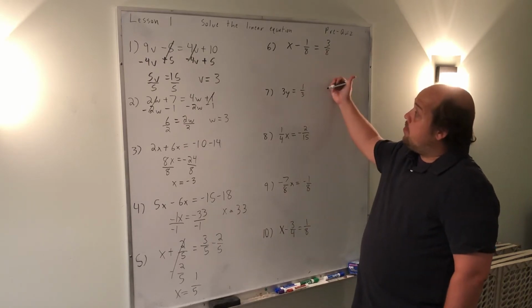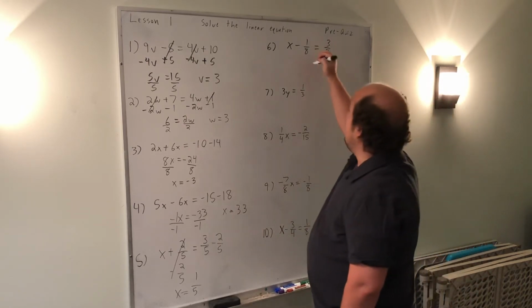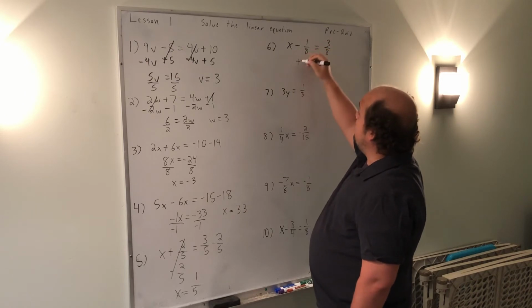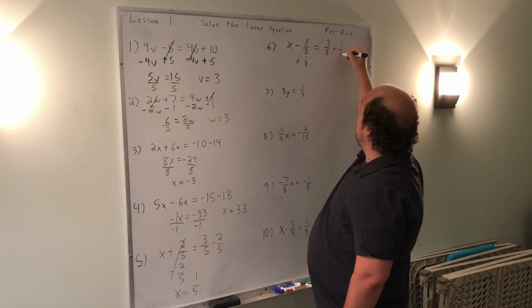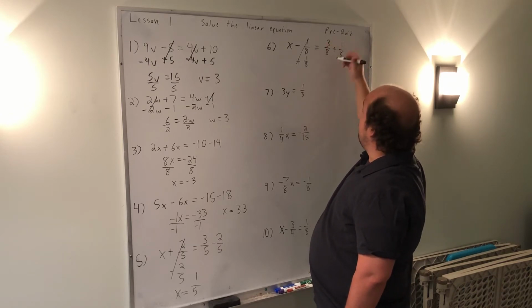Same idea here in problem number 6. I'm going to need to get rid of this minus 1/8. To do that, I'm going to add 1/8 to both sides. This will go away. When I do 3/8 plus 1/8, 3 plus 1 gives me a total of 4/8.